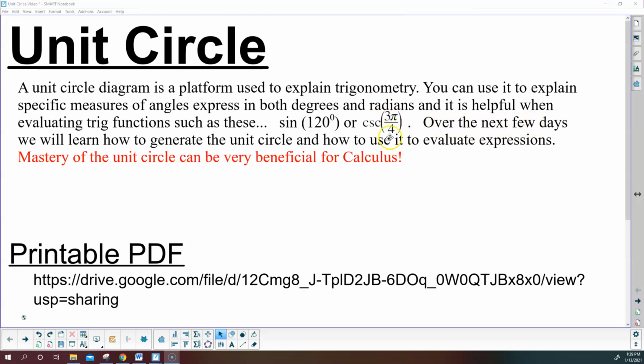Over the next few days, we're going to learn how to generate the unit circle and how to use it to evaluate these types of expressions. The mastery of this unit circle will be very, very beneficial for you in calculus. Your teacher should have provided you with a PDF option. If you can print it out, that would be great.